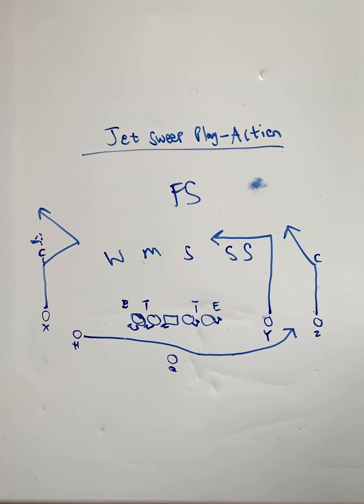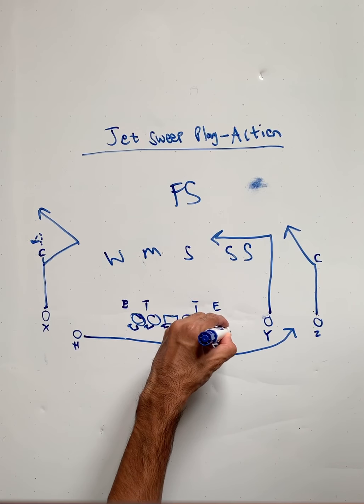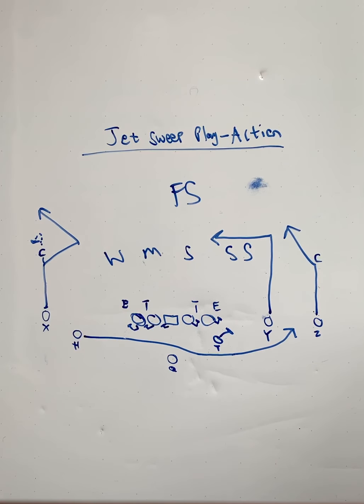So the tailback is actually more similar to the curl slot concept against the 7-man front. He's just going to block out here. All right, so we're still going to have 6 guys. Now the offensive line is going to be a bit different.